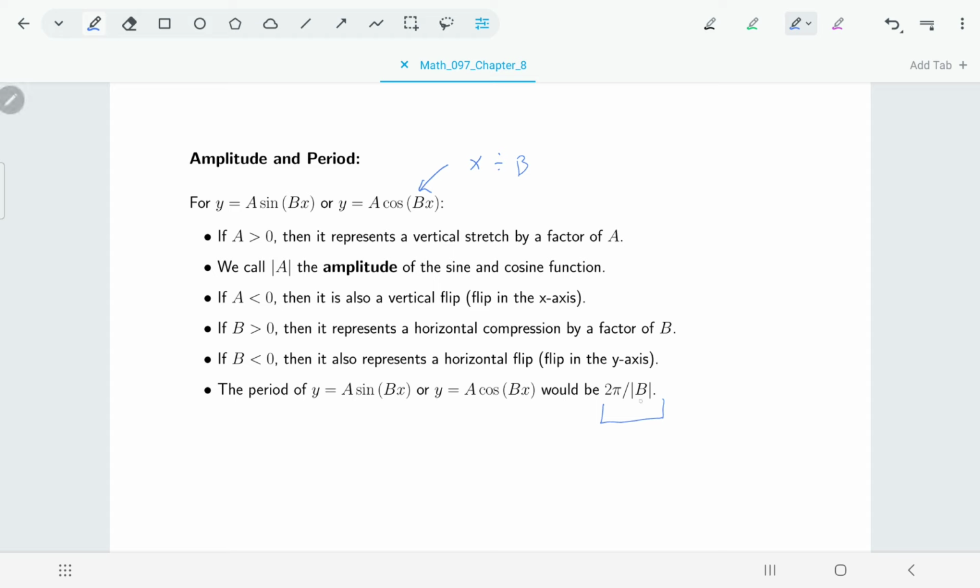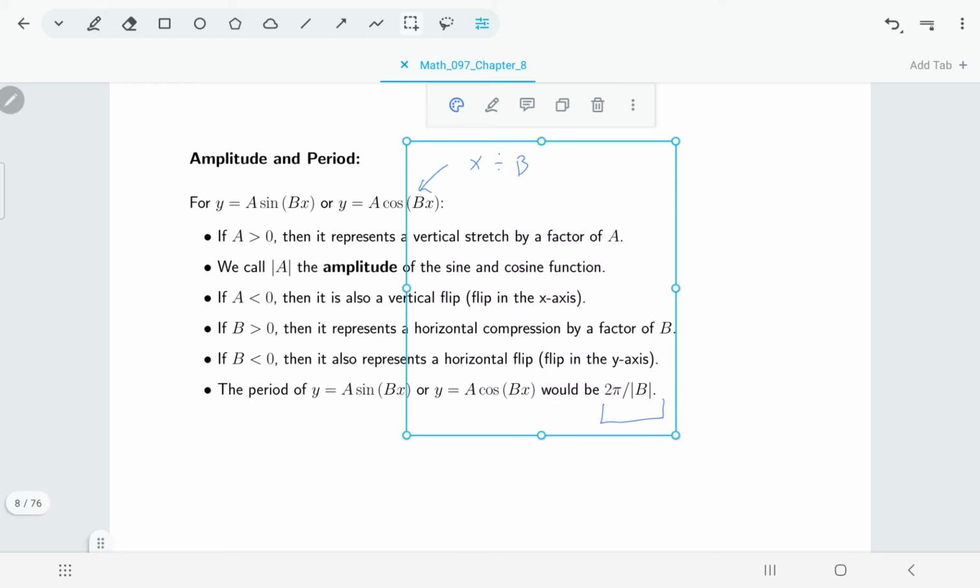So if your b was a positive number already, then good for you, 2 pi divided by b would be your period. If b was not positive, we would have to make it positive. So 2 pi divided by the absolute value of b. That's how we'll talk about the period of our sine and cosine function.